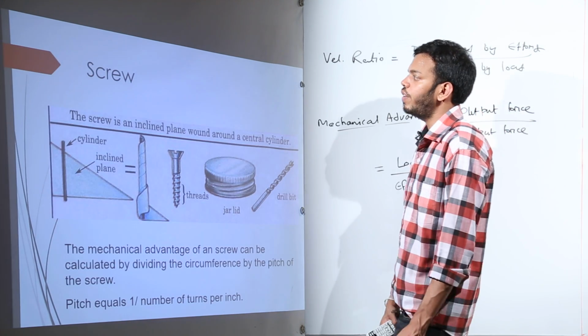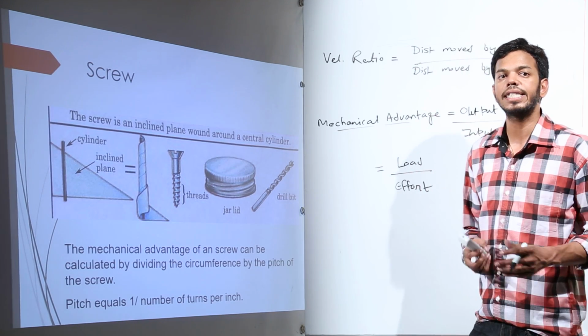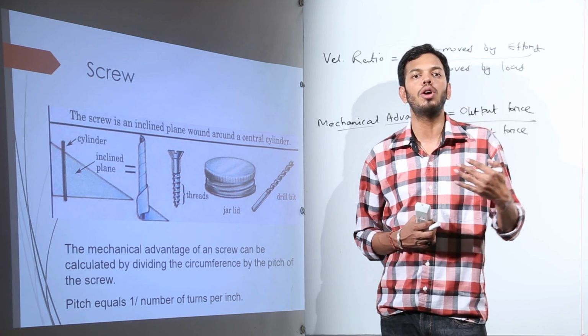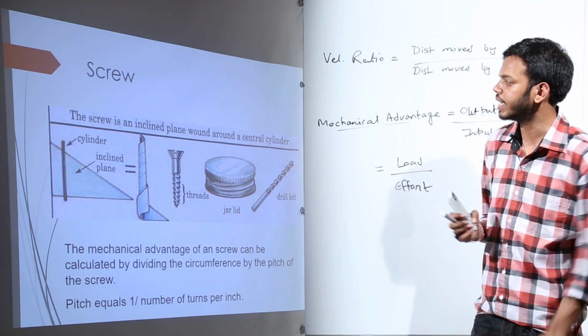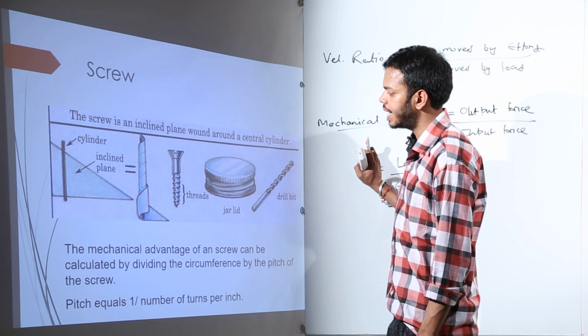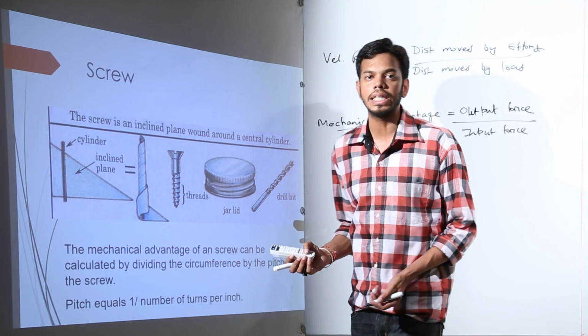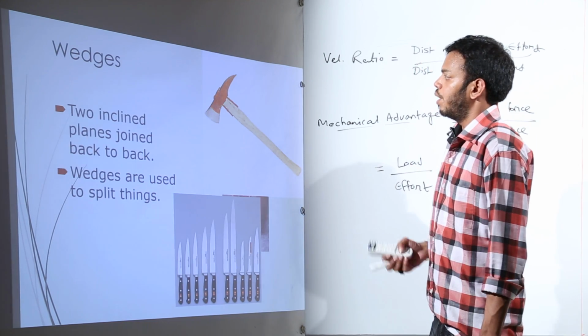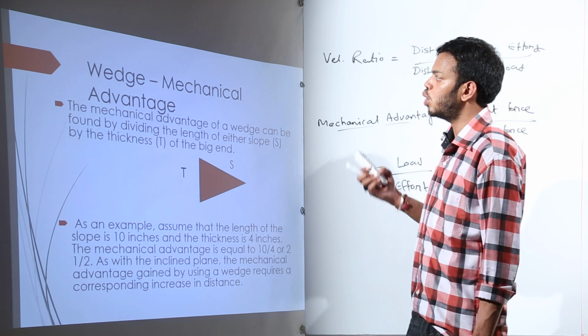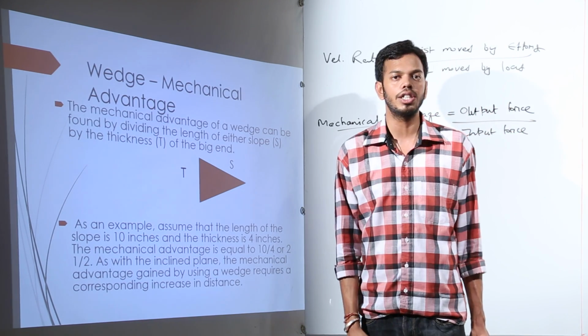Alright, now we'll move on to screw. We have seen that screw is basically an inclined plane only, but it is wrapped about a conical section or cylindrical part. Alright, the screw is an inclined plane wound around a central cylinder. So we have done this basics yesterday. Wedges, 2 inclined planes joined back to back, we have done this as well. So we are going to study mechanical advantage of wedge.